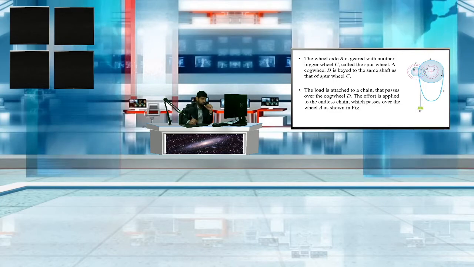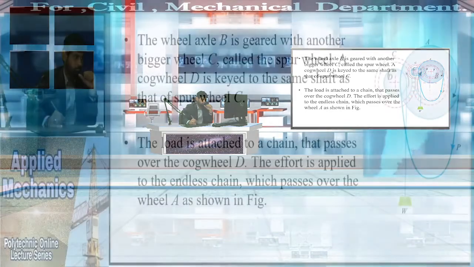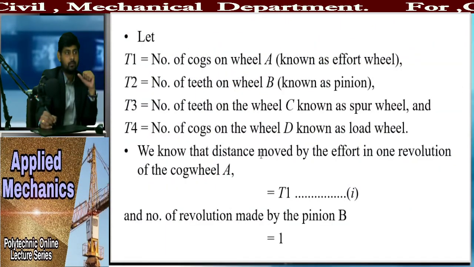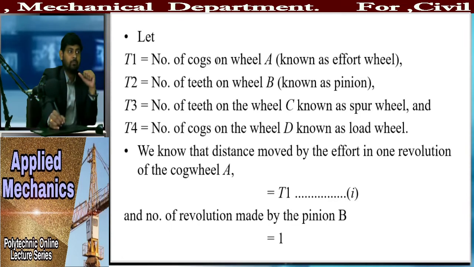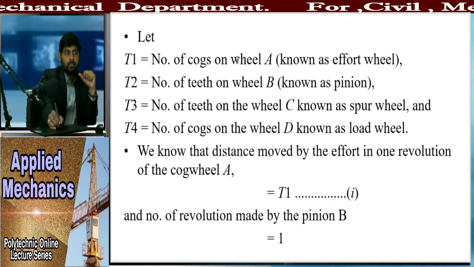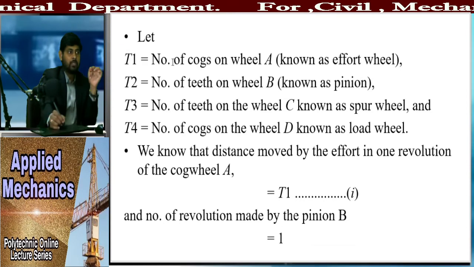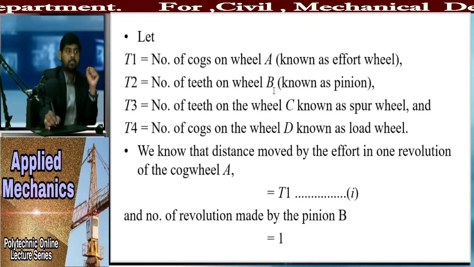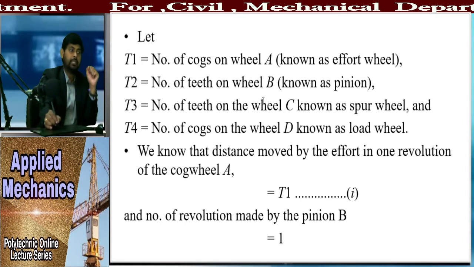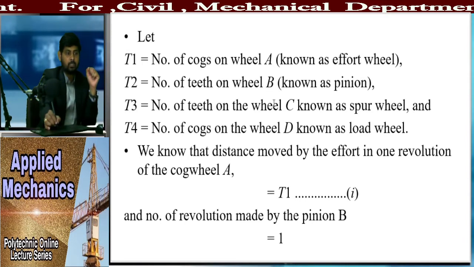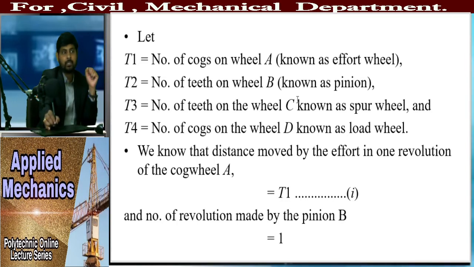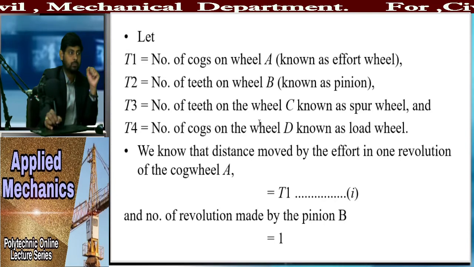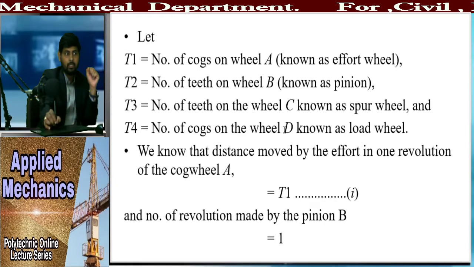So after that, you can see here the terms which are used in this. Let T1 be the number of cogs on wheel A, known as the effort wheel. After that, T2 is the number of teeth on wheel B, that is the pinion. Then T3 is the number of teeth on wheel C, known as the spur wheel. And T4 is the number of cogs on wheel D, known as the load wheel.